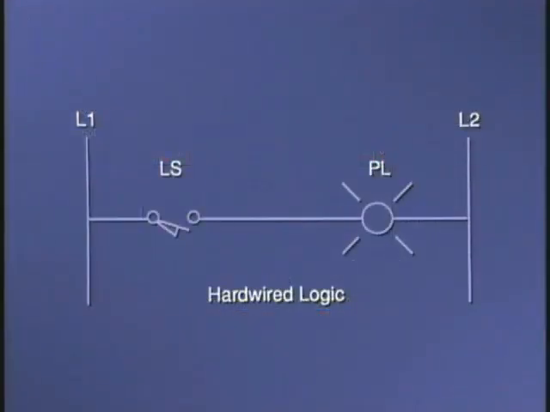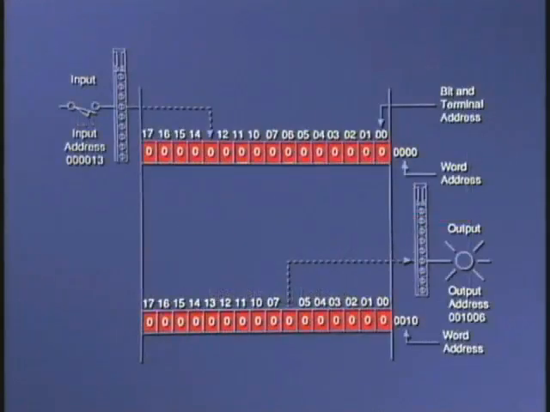Now these two input and output devices may represent the PLC program implementation of a simple hardwired relay logic like this, meaning that if the limit switch closes, the pilot light turns on because of power continuity. The input-output interaction represented by this circuit logic goes something like this.